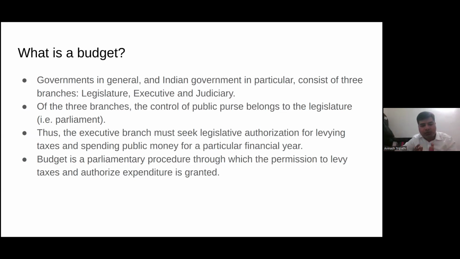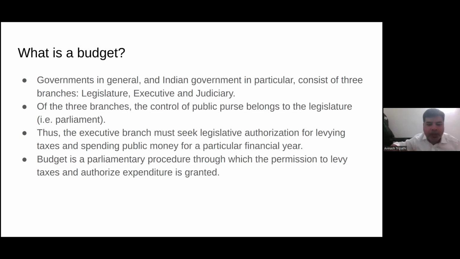Now, there is one crucial thing to understand here. Whenever you are imposing any tax, collecting any money, and spending that money, all those financial powers reside in parliament. In some sense, according to the Indian constitution, parliament is the owner of the public purse. But in reality, the actual expenditure, the annual spending, has to be made by the executive. It has to be made by the different ministers and different departments.